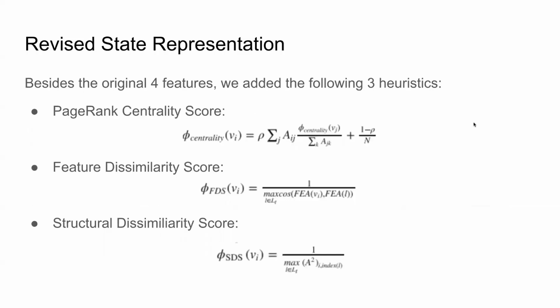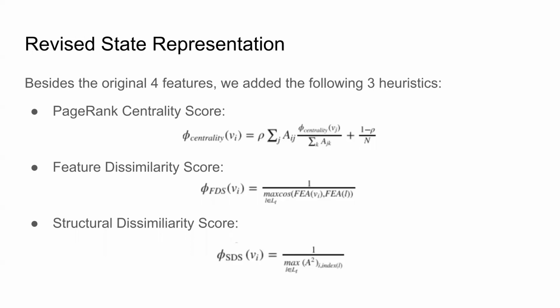We revised the state representation. Besides the original 4 features, we added the following 3 heuristics. Firstly, the PageRank centrality is widely used in graph-related tests to reflect the node's connectivity and importance in terms of incoming links. The equation is shown here, where A is the adjacency matrix and P is a damping parameter.